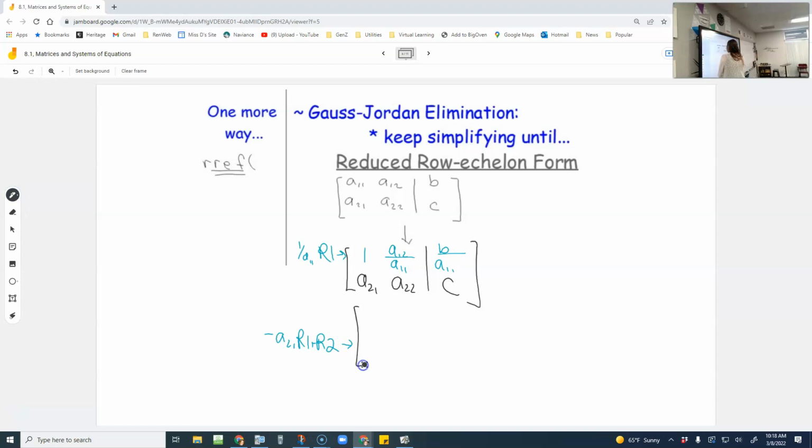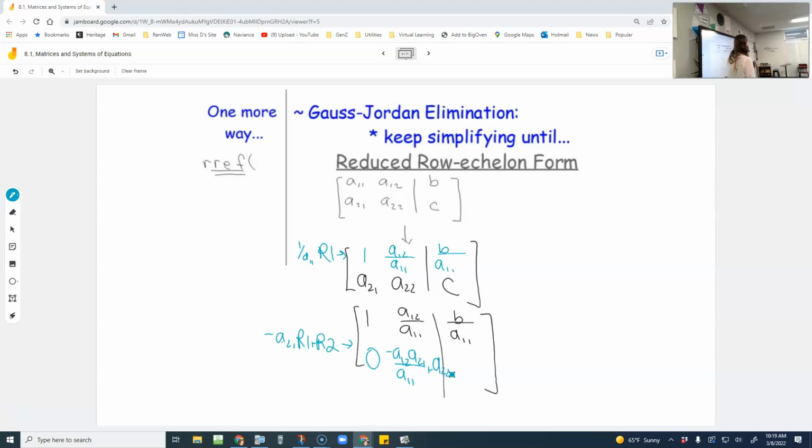My first one will remain exactly the same. A12 over A11, B over A11. I will indeed get negative A21 times 1 plus A21 is going to be a 0, which is exactly what I wanted. Now it's going to start to get a little messy in the sense of I am going to have negative A12 times A21 all over A11 plus A22.